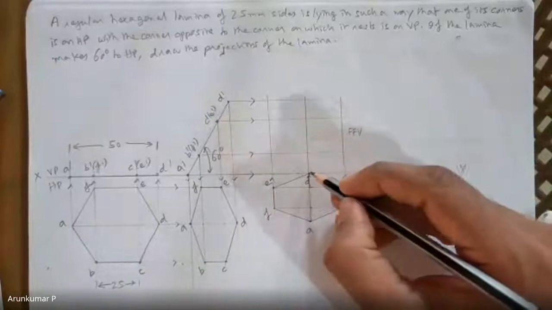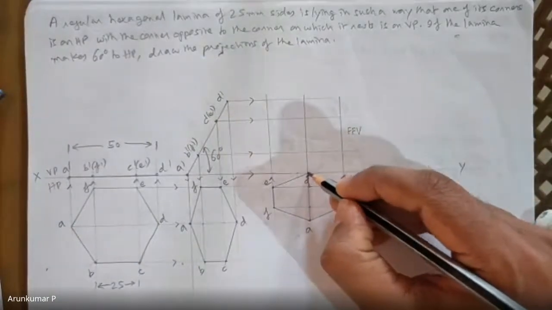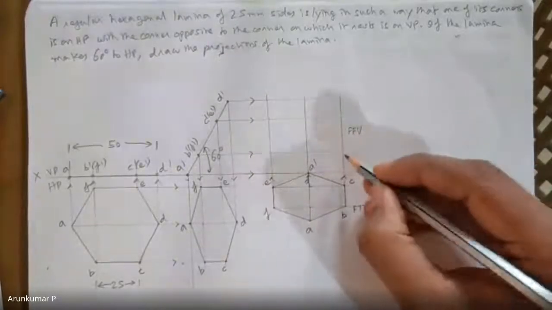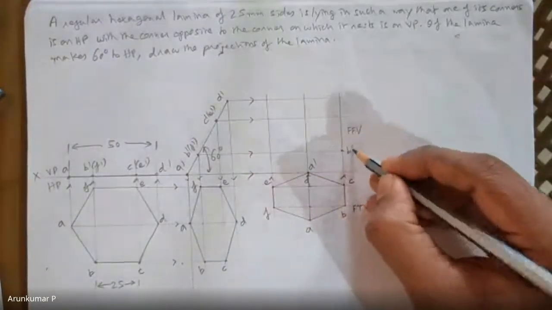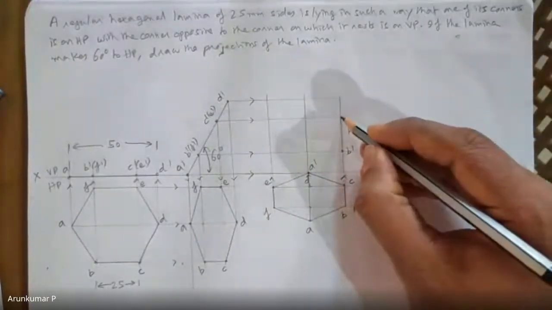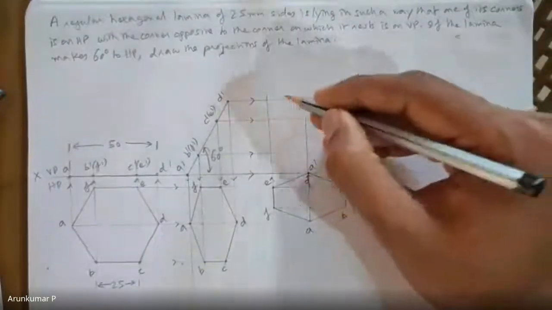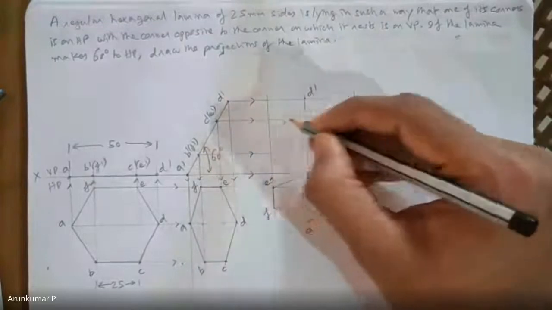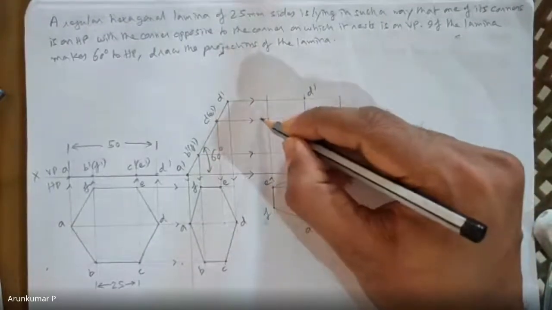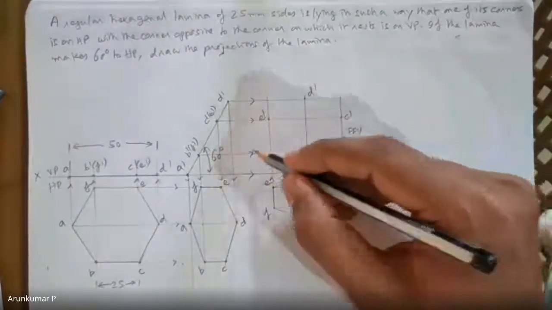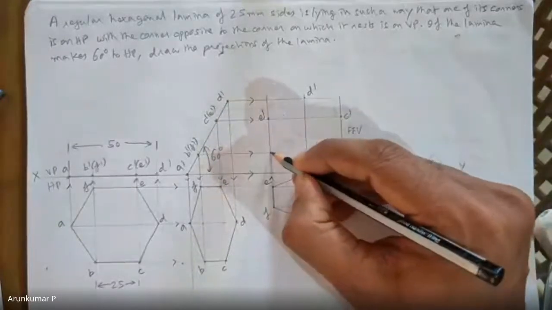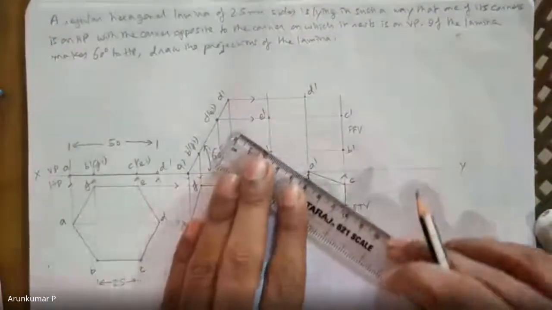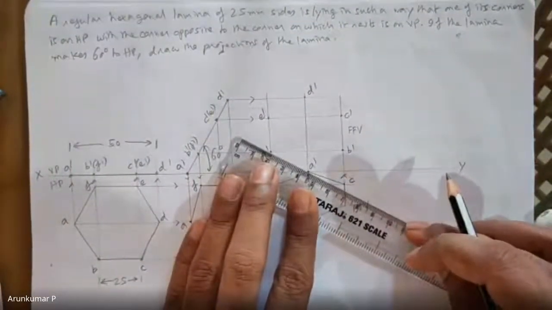A and A dash, this point itself is A dash. B and B dash, this point is B dash. C and C dash, this is C dash. D and D dash, this is D dash. E and E dash, this is E dash. F and F dash, this is F dash. Join all of them.